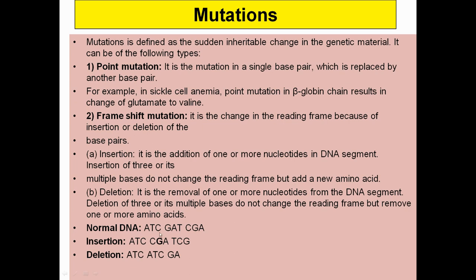And here you can see a normal sequence. If insertion took place here, that is C, GAT. Here C has been added, and the whole frame has been changed. And deletion, here the deletion took place and the whole frame has been changed. So this type of conceptual clarity should be there in mind before going further into the text.